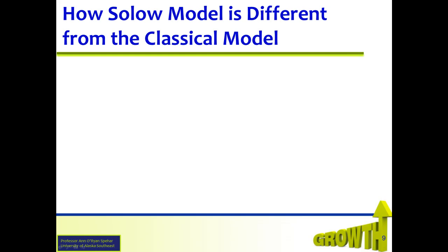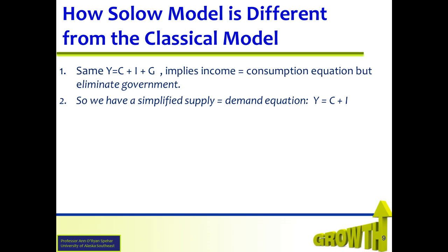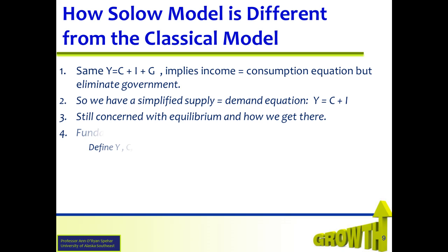Let's begin by considering the differences and similarities between the Solow model and the classical model. We will have the same equation, income equals consumption, Y = C + I + G, but we're going to eliminate government. So we have a simplified supply equals demand equation. Y will just equal consumption plus investment. We're still concerned with equilibrium and how we get there, but we're going to call it a steady state.